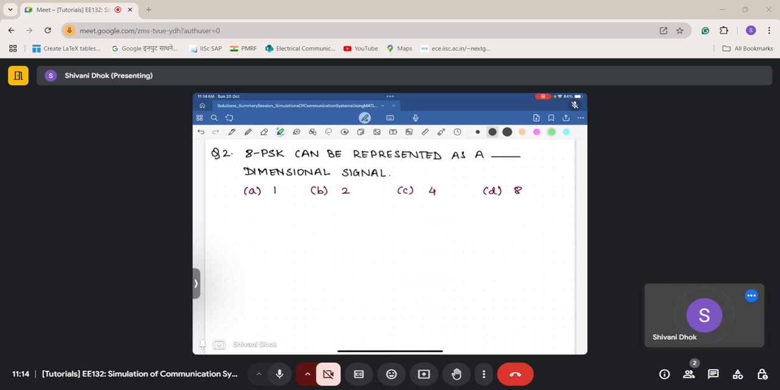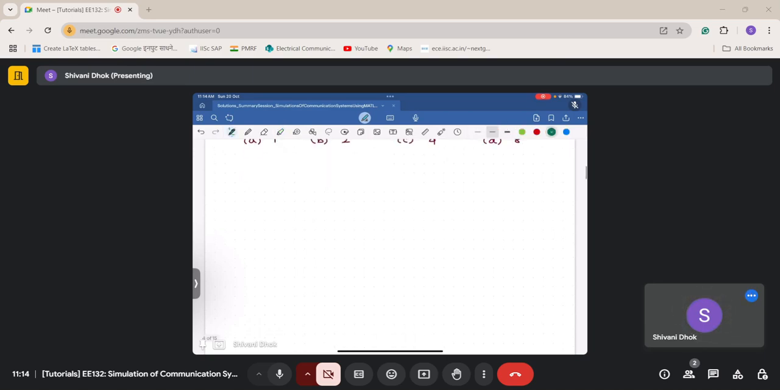Okay. So what does this question say? It says that 8PSK can be represented as a dash dimensional signal. So what do you mean by dimension of a signal? So first thing is, what is dimension of a signal? So let us go to signal space representation that we had.